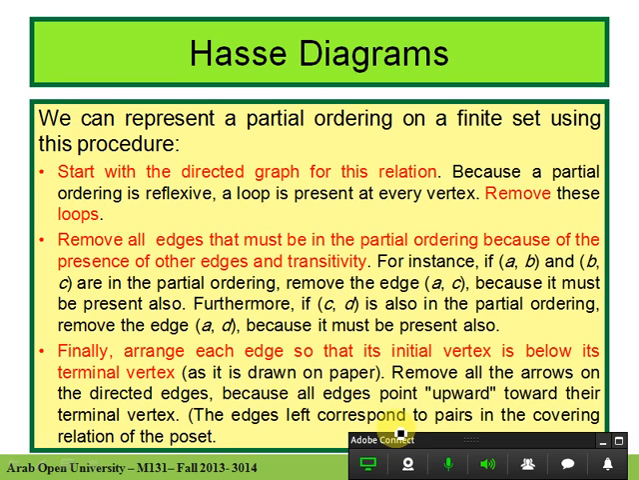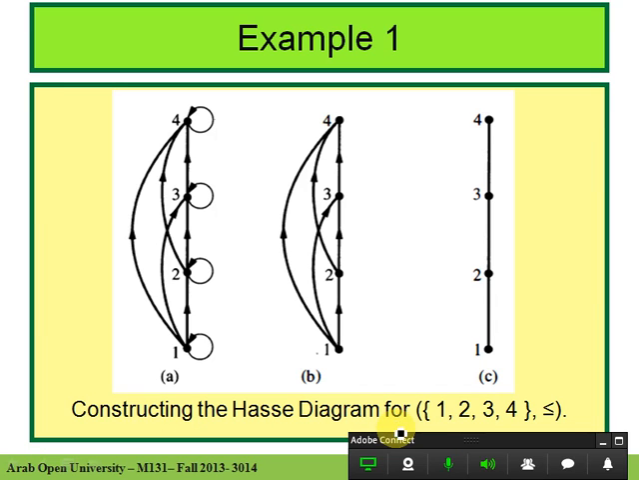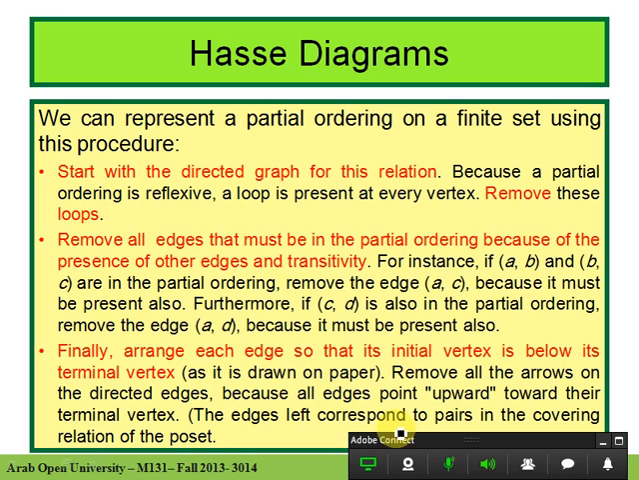Okay, talking about the Hasse diagram. In the Hasse diagram, we remove all the loops and the directed edges implied by transitivity. The Hasse diagram represents the partial ordering on a finite set. It starts with a directed graph for the relation.